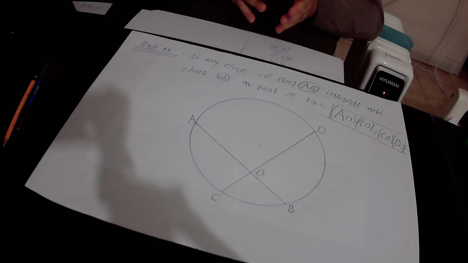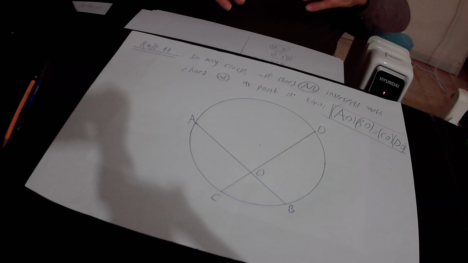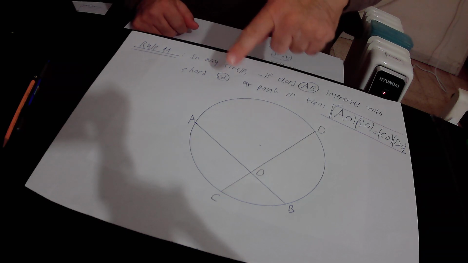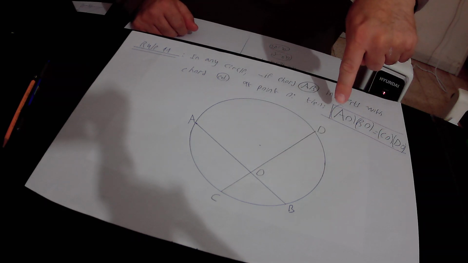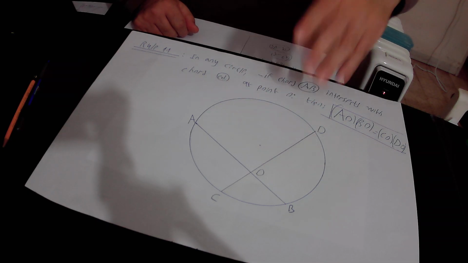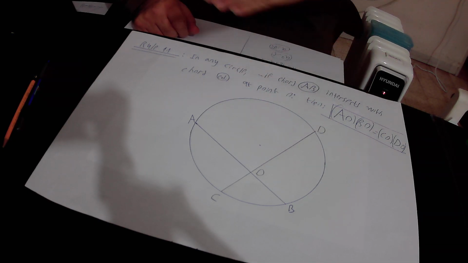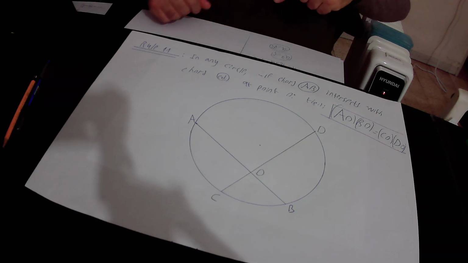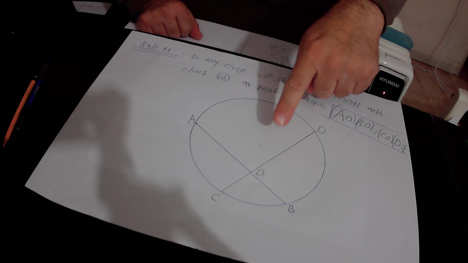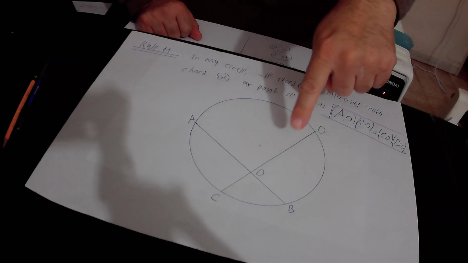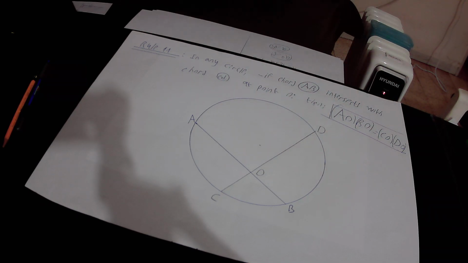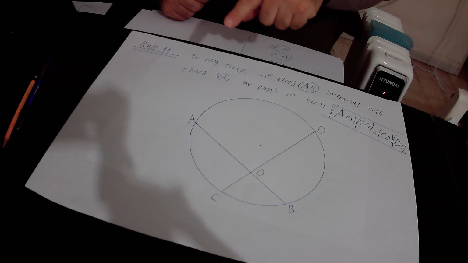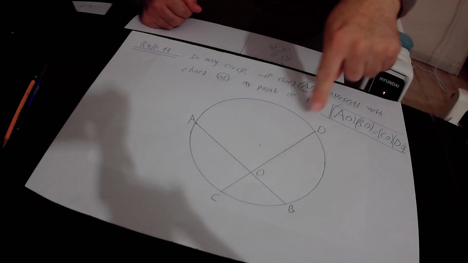Whenever you have two chords that intersect with each other inside the circle, like in this drawing, we have chord AB that intersects with chord CD at point O. Point O is the intersection point between the two chords. Then the following equation will be true: AO times OB equals CO times OD. So whenever we have two chords that intersect with each other, the following equation is true: AO times OB equals CO times OD.